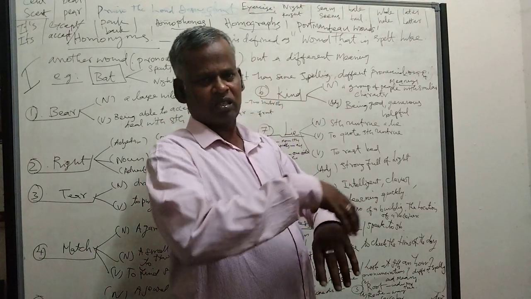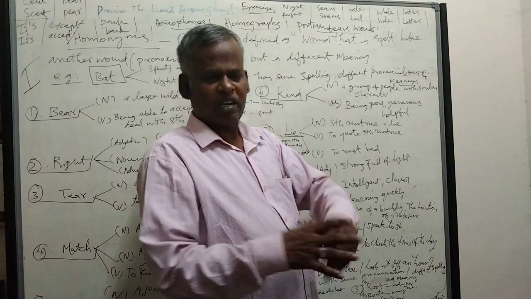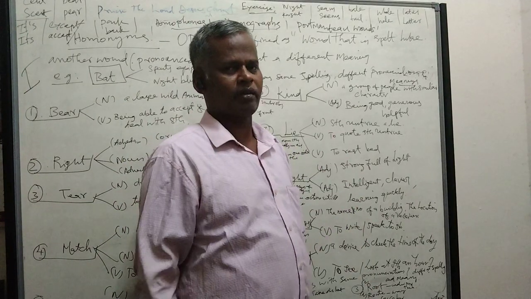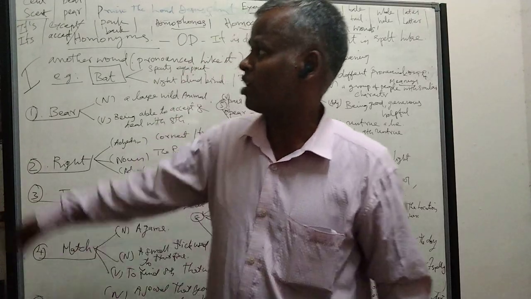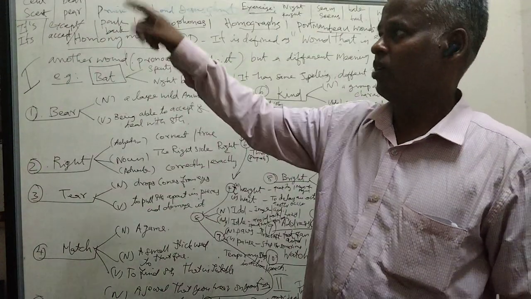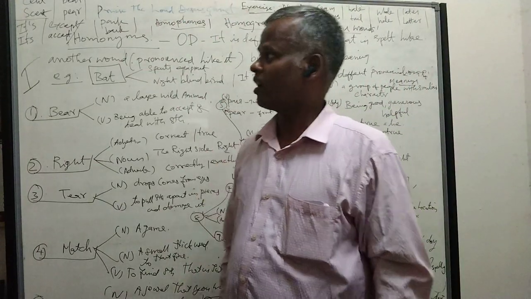And the next thing is watch. A device which we wear on the wrist to know the time of the day. What is the time now? It is 5 o'clock right now, 5 o'clock or 6 o'clock or something like this. Another one is the wall clock. If a watch is on the wall, that is known as a wall clock.